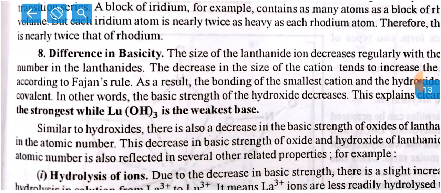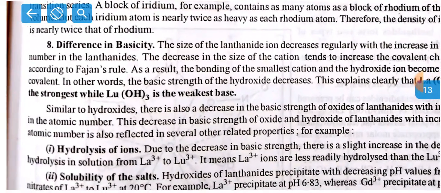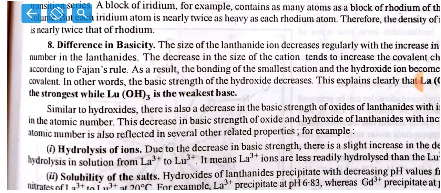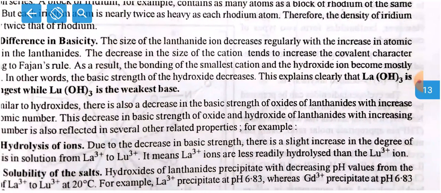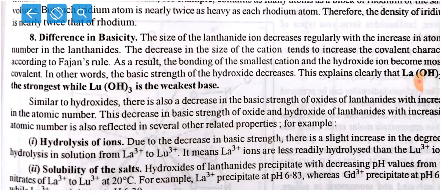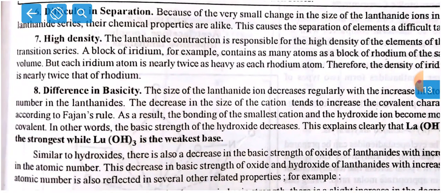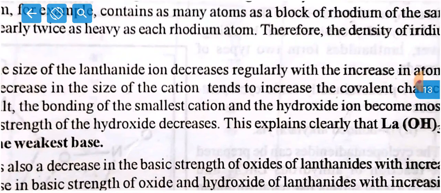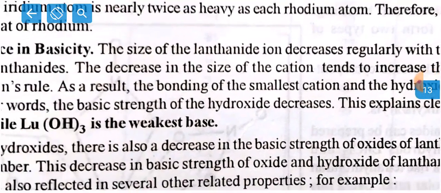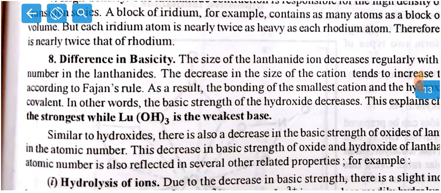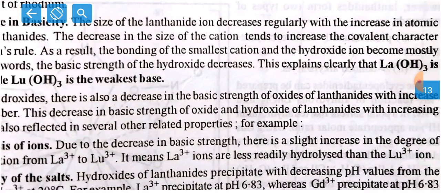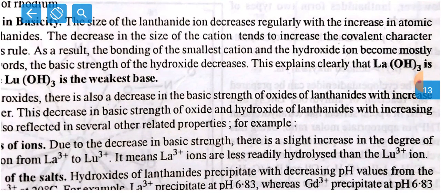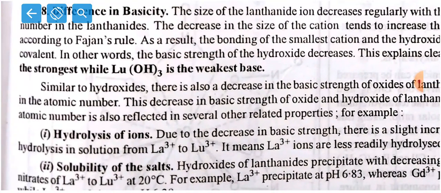Eighth, difference in basicity. The size of the lanthanoid ion decreases regularly with the increase in atomic number in the lanthanoids. The decrease in the size of the cation tends to increase the covalent character. According to Fajan's rule, as a result, the bonding of the smallest cation and the hydroxide ion becomes mostly covalent. In other words, the basic strength of the hydroxide decreases. This explains clearly that La(OH)3, lanthanum hydroxide, is the strongest while lutetium hydroxide is the weakest base.